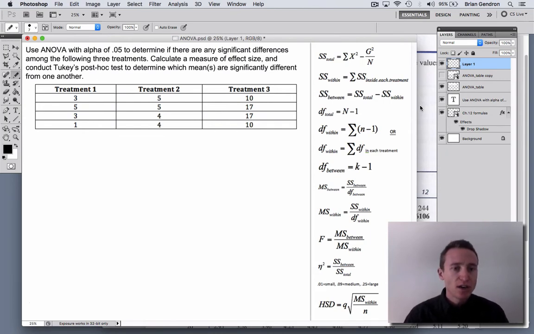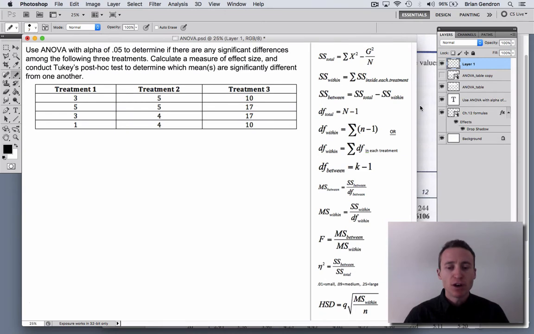Use ANOVA with alpha of 0.05 to determine if there are any significant differences among the following three treatments. Calculate a measure of effect size, and conduct Tukey's post-hoc test to determine which means are significantly different from one another. Okay, so the first thing to consider is what is analysis of variance, and essentially it allows us to look at mean differences between two or more groups.